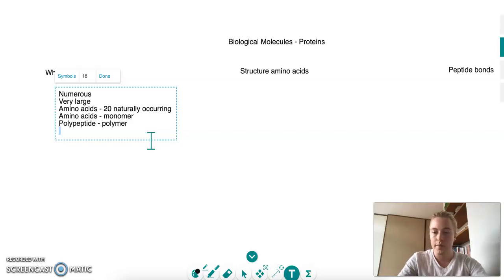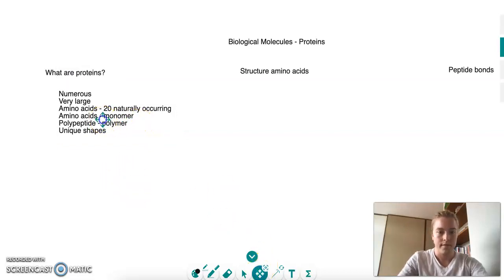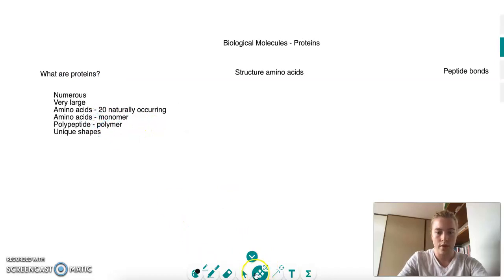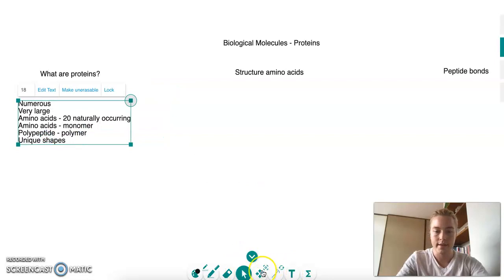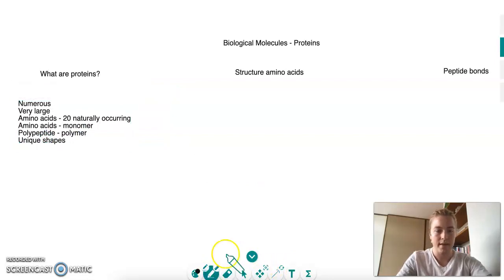And something else which is quite important about proteins is that they are all, as molecules, of a unique shape. So when you have the bonding and interaction of polypeptide chains, these form unique shapes, which is very important for some of their functions, such as being enzymes. Okay, so let's move on and think about the structure of amino acids. So I'm just going to enter the pen function and we can start drawing this out.